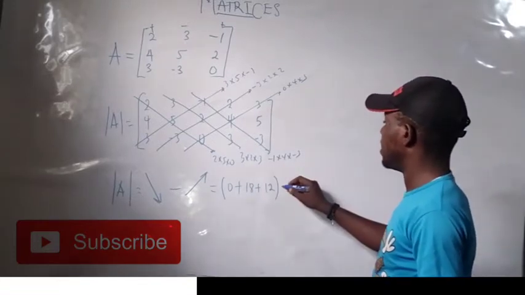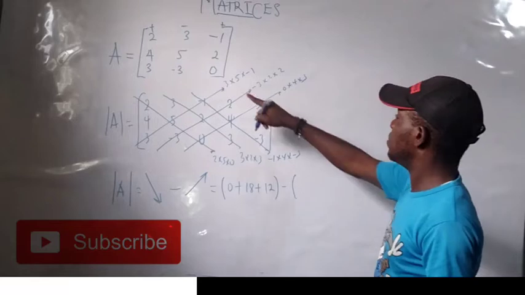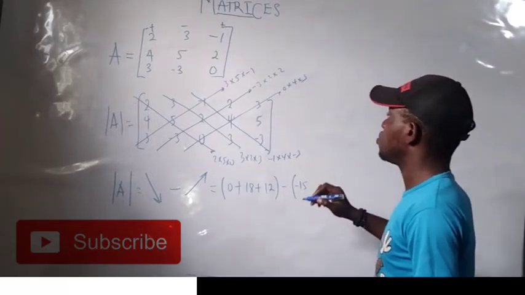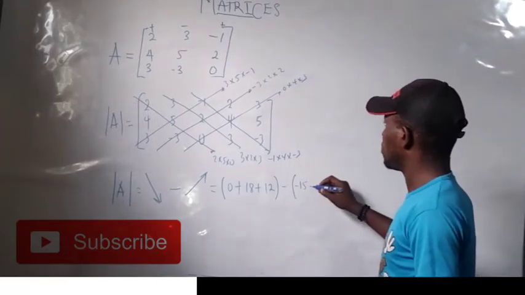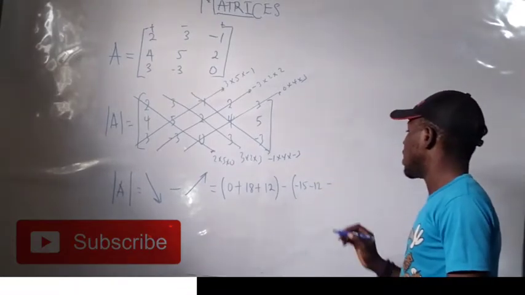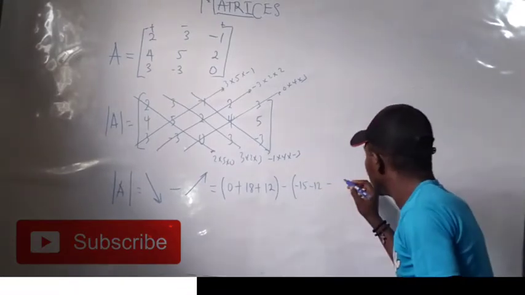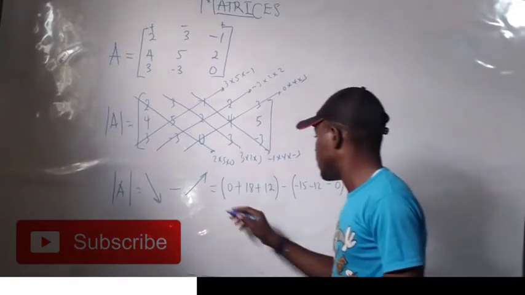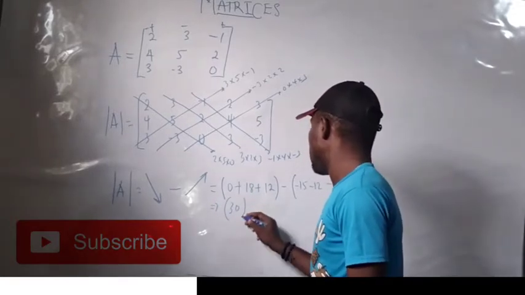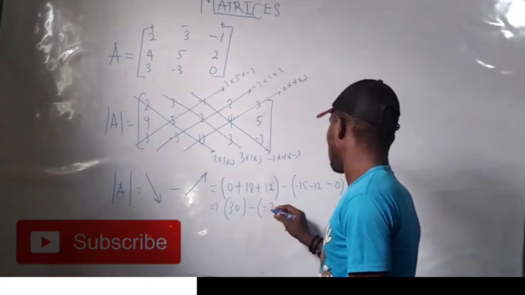Then I have a minus, open bracket, 3 times this times is what, minus 15, then minus 3 times 2 times 2 times 2 is what, minus 12, 0 times 4 times 3 is what, minus 0. So in the long run, I'm going to be having it to be what? To be 30, then minus, open bracket, minus 27.